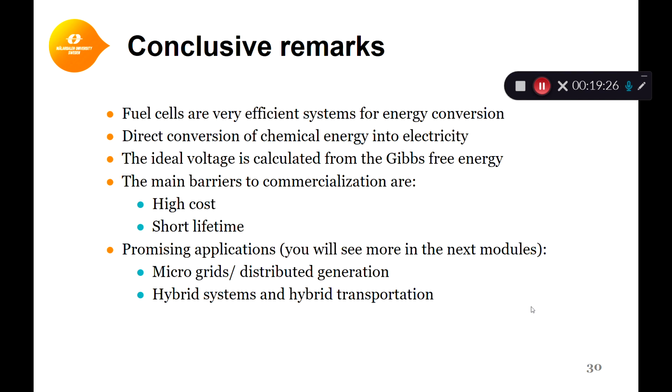In conclusion, fuel cells are very efficient systems for energy conversion. This is thanks to the direct conversion of chemical energy of the fuel into electricity. So it's a very promising technology. The ideal voltage is calculated from Gibbs free energy, and then we can subtract the losses. There are mainly activation, diffusion, and ohmic losses. And we can then calculate the final performance of the fuel cell. Main barriers to commercialization are the high cost and short lifetime, but nevertheless, applications for microgrids and for transportation are very promising.